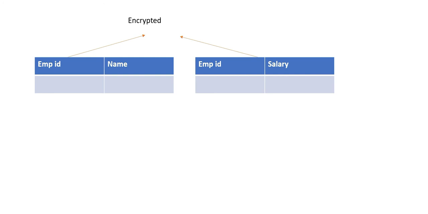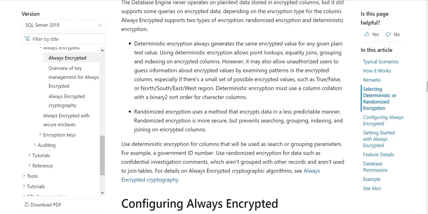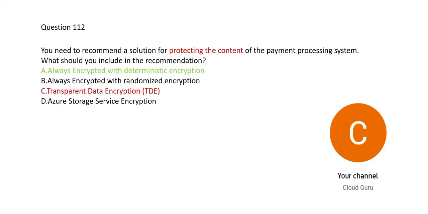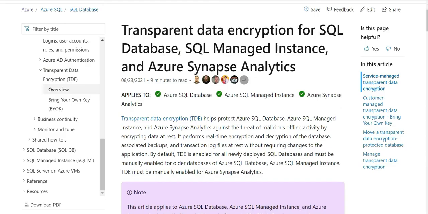So randomized, like you see here, encrypts data in a less predictive manner. So if you are joining, you want it to be predictable, because otherwise the join will not happen. Okay. So TDE, the TDE is used for encrypting the database at rest.